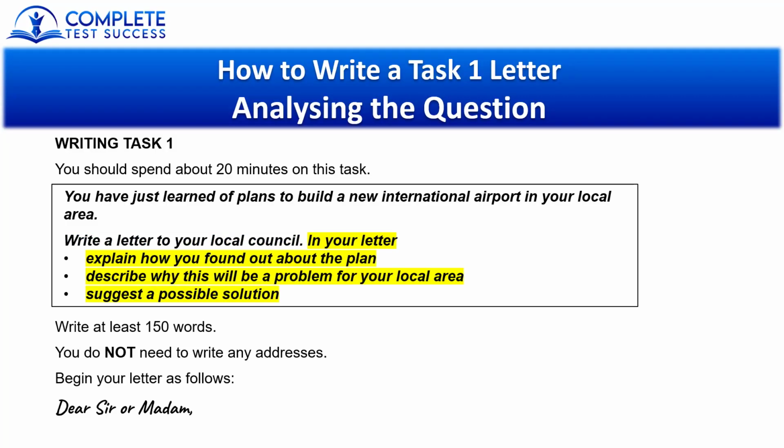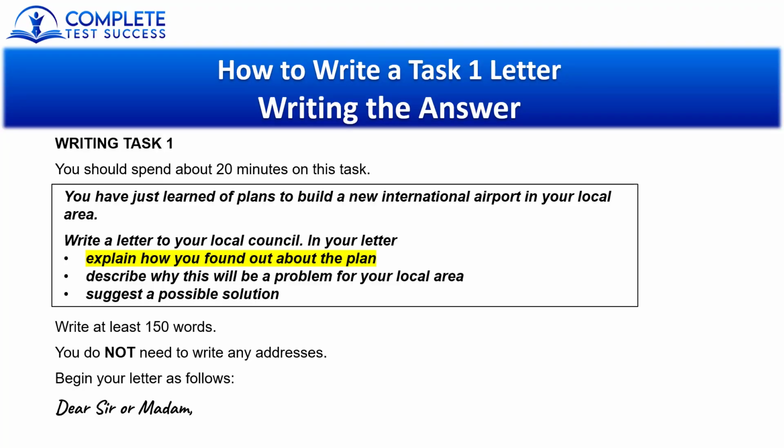It says in your letter, and then there are 3 prompts. The first prompt says explain how you found out about the plan. The second prompt says, describe why this will be a problem for your local area. And the third prompt says, suggest a possible solution. So in our letter, we're going to write 3 paragraphs, and each paragraph will respond to one of the prompts. So paragraph 1 will be about the first prompt, paragraph 2 will be about the second prompt, and paragraph 3 will be about the third prompt.